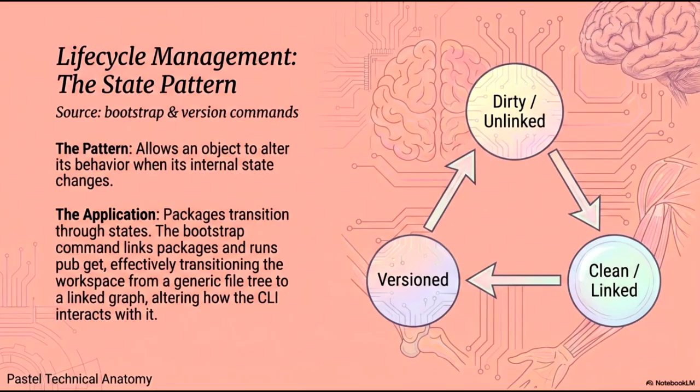Starting from a dirty or unlinked state, the bootstrap command initiates a critical shift. By linking packages and executing pub get, the workspace is transformed from a generic file tree into a structured, linked graph. This transition to a clean or linked state fundamentally changes the underlying interaction model of the CLI. From there, the system moves into a version state, completing the cycle. This structured approach ensures the CLI dynamically adapts its operations based on the current structural integrity and version status of the workspace.